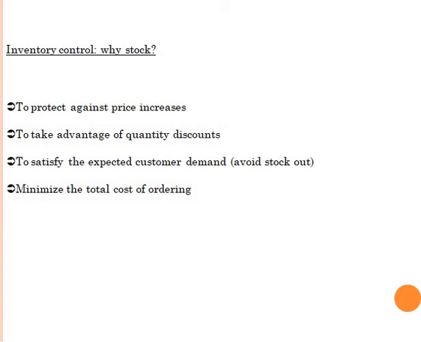Now, why do we stock? Why do we need to place extra amounts of units in my inventory, whether it's a finished product or the raw material for manufacturing? First of all, because we need to protect against price increases. Sometimes the suppliers will change the prices of raw material. So if I already have enough stock in my inventory of raw material, I can protect myself from the prices that might be increased by the suppliers.